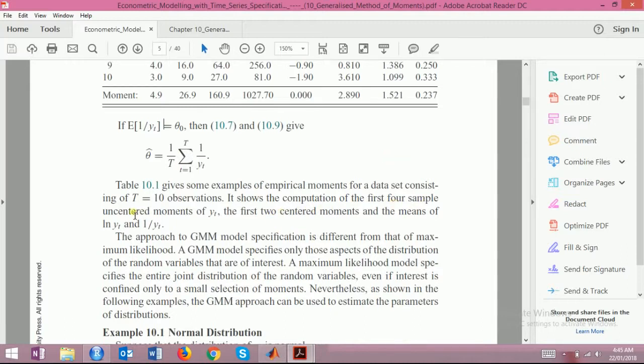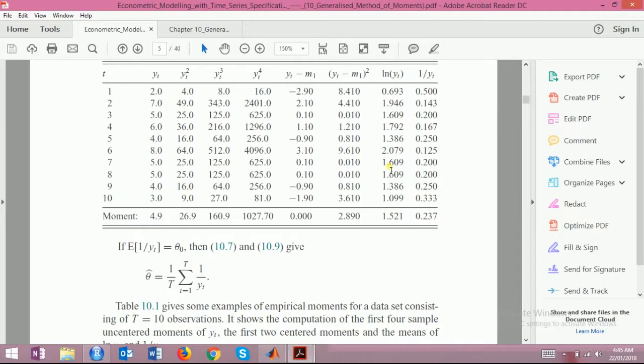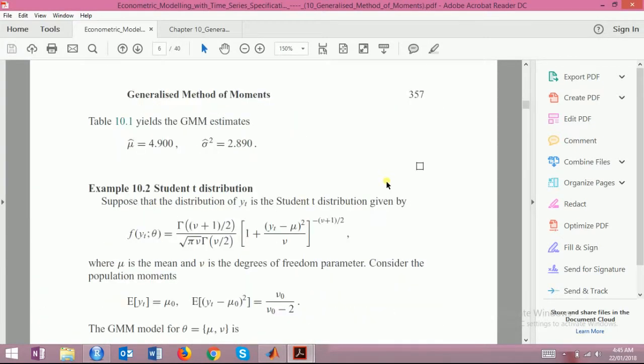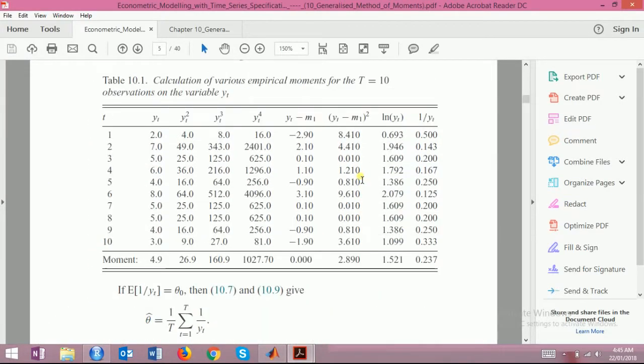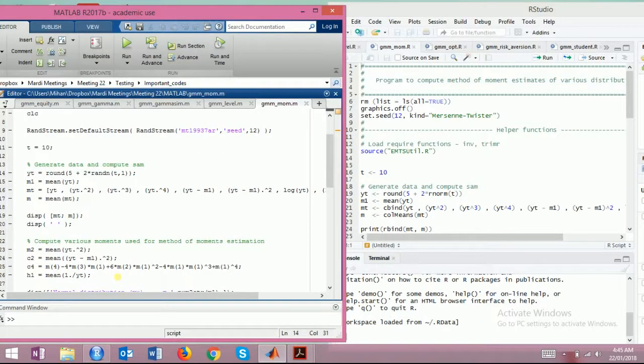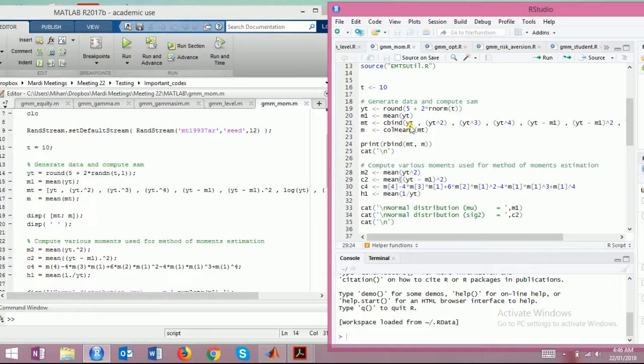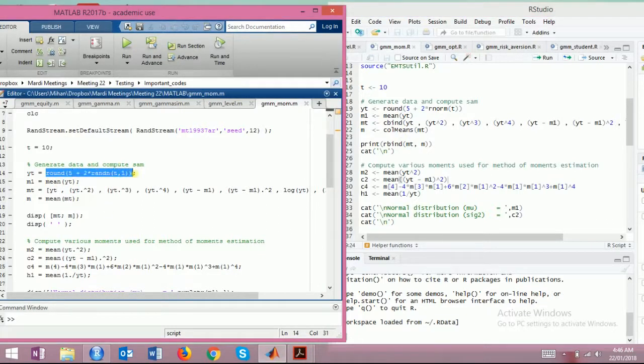It shows the computation of the first four uncentered moments, the first two centered moments, the mean of log yt and 1 over yt. Okay. So 5 plus 2 times a random number, T rows 1 column. That's how data is being generated. We're taking the rounded number. So 2 times rnorm(T) plus 5, rounded.